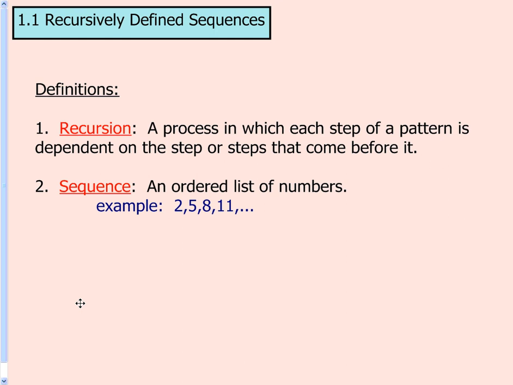Okay, recursively defined sequences. I'm glad that I don't explain things using this terminology, but if you were going to look it up in a book, this is what it would say: a process in which each step of a pattern is dependent on the step or steps that come before it. So what that really means is that any sequence that you have, if you grab a random term out of it, like let's say the 8 in the little list I have here, you could think of it as coming from the term before it, the 5, except you do what to it? Add 3. You just add 3 each time.